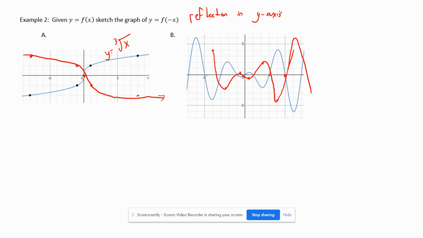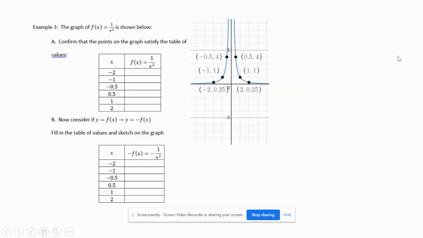This point is 5. It's going to be -5. This point is at 6. It's going to be at -6. And this graph is going to look like that. Okay, so this is how we reflect this guy. So again, the y-axis over here is our line of reflection. Okay, so the blue graph and the red graph are reflections across this axis over here.